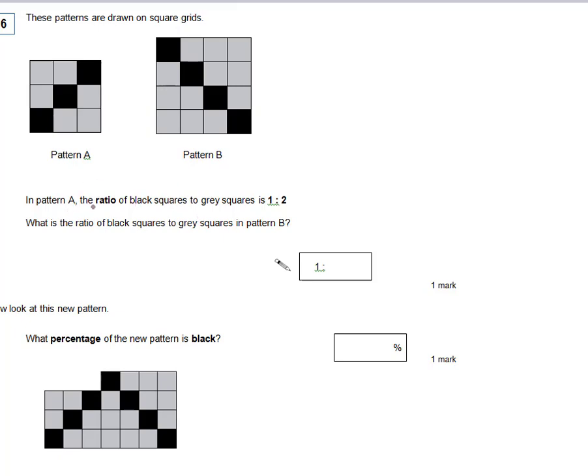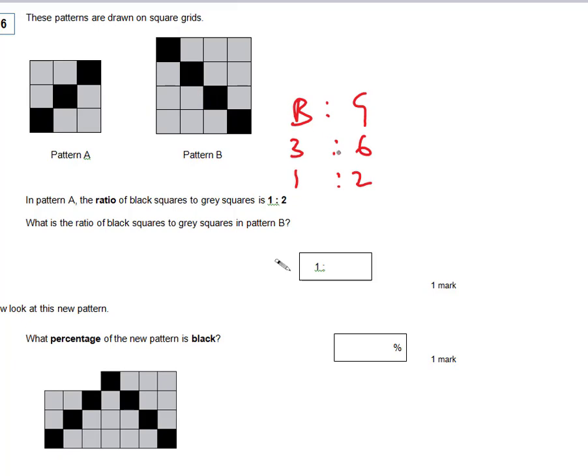It says in pattern A, the ratio of black squares to grey squares is 1 to 2. And let's double check. There are 3 black squares, and there are 1, 2, 3, 4, 5, 6 grey squares, right? Which is 1 to 2. So the question is correct. Well done.